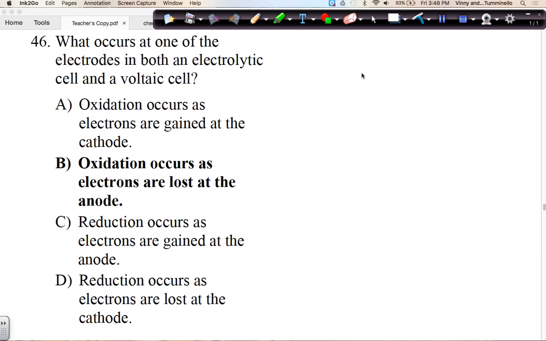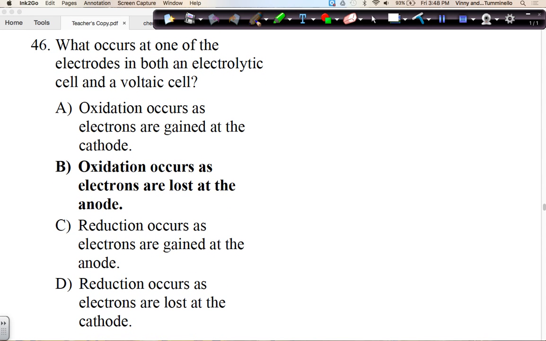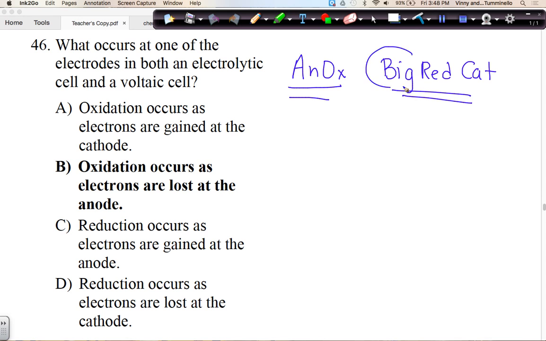For number 46, what occurs at one of the electrodes in both an electrolytic cell and a voltaic cell? We said that we use an ox and red cat to remind us that the anode is always oxidation, reduction is always at the cathode, and the cathode always gains mass, always gets larger. And oxidation occurs as electrons are lost at the anode. We also know that oxidation is LEO up and that reduction is GER down. Losing electrons is oxidation and the charge goes up. Gaining electrons is reduction and the charge will go down.